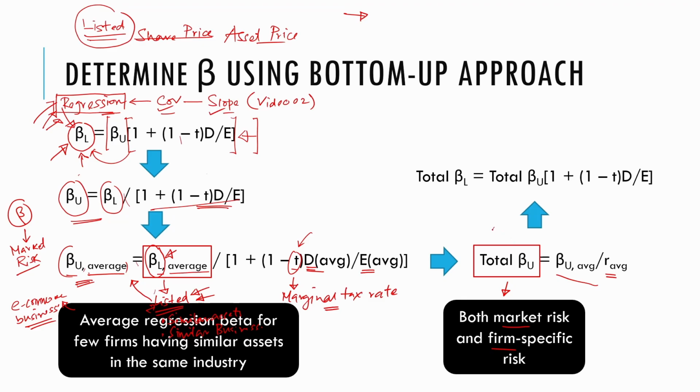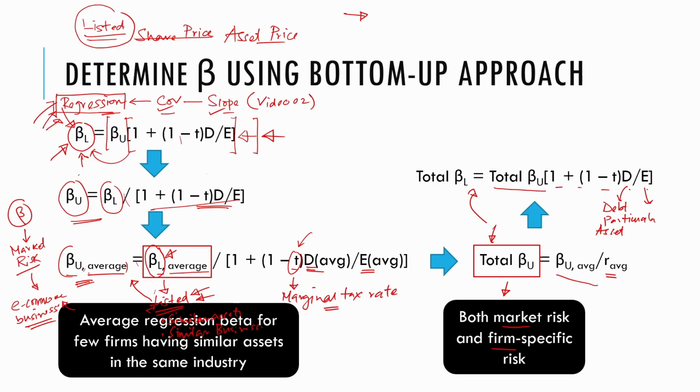Okay, so once this is done, then again you lever it back. That means you now have total unlevered beta. From that you find the total levered beta. How to find? Using this equation. So in this case, total beta unlevered into 1 plus (1 minus t) into d by e. Now what is this d and what is this e? This is the debt of this particular asset, means your friend's e-commerce business. For that business, this is the debt and this is the equity. So in this way we can calculate the total levered beta for your chosen business.